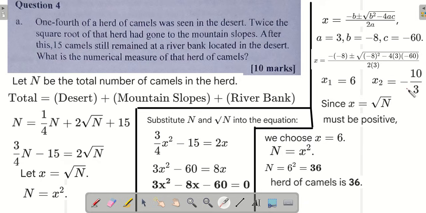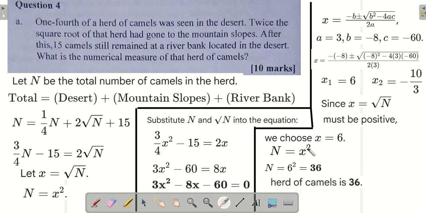Now remember that we said let x be equal to root of n. The square root of any number will give you a positive number. So it means that this x value can never be negative. It must always be positive. Among the two values, we realize that it is only 6 which is positive. This is negative, so x cannot be this. So we choose x to be 6.